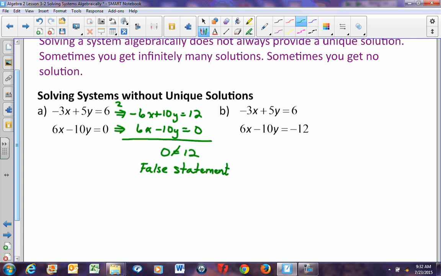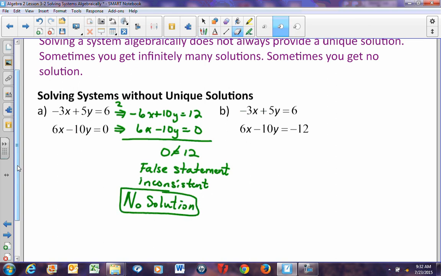Since it's a false statement, since 0 never equals 12, it's inconsistent. And if it's inconsistent, that means it has no solution. We got a false statement. If you ever get a false statement, okay, right here we got that false statement of 0 equals 12. 0 does not equal 12 would be a true statement, but 0 equals 12 is a false statement. If you got 7 equals 7, that's a true statement. If you got 0 equals 0, that's a true statement. But we got a false statement, which makes it an inconsistent system, which makes it no solution.